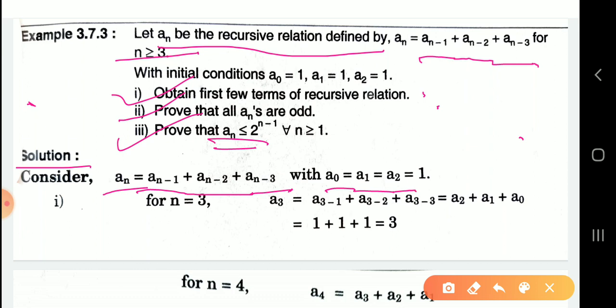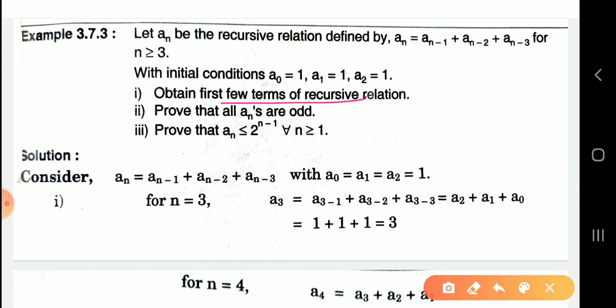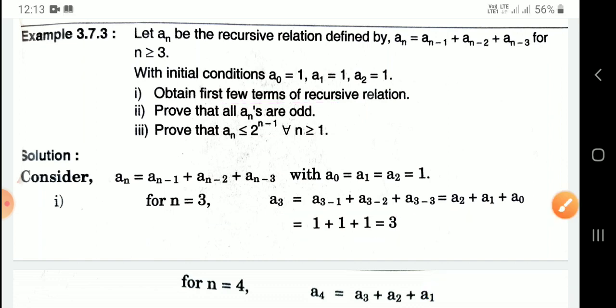Okay, so we find a few terms of the recursive relation. For n = 0, 1 and 2 the terms are given. So for n = 3, we find a3. Putting 3 in this relation, a3 = a(3-1) + a(3-2) + a(3-3), that means a2 + a1 + a0. These values are given: 1 + 1 + 1, that is 3. So a3 = 3.